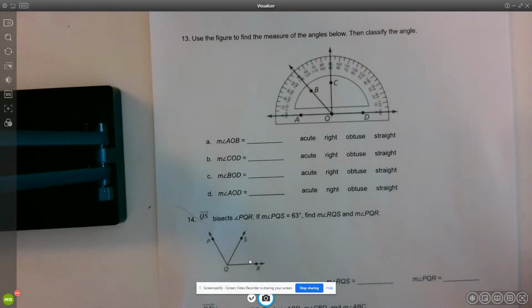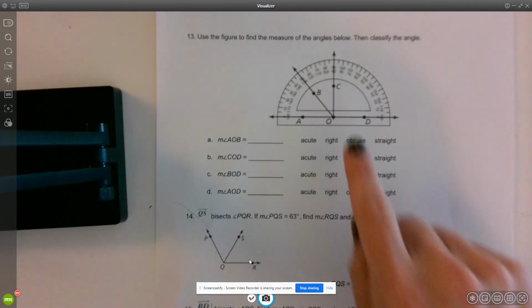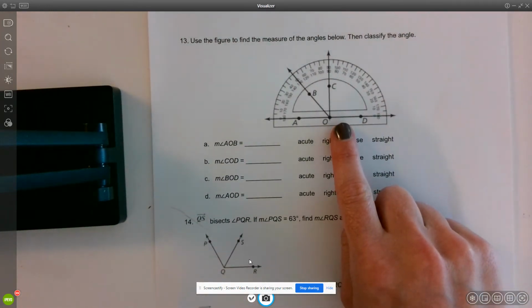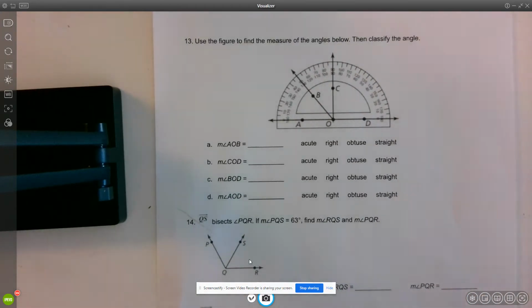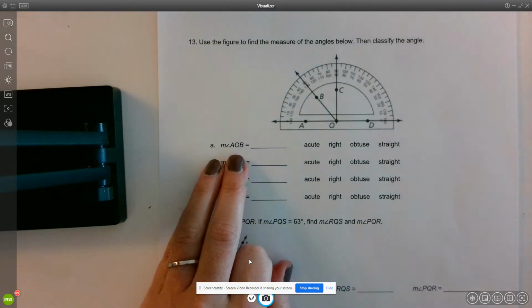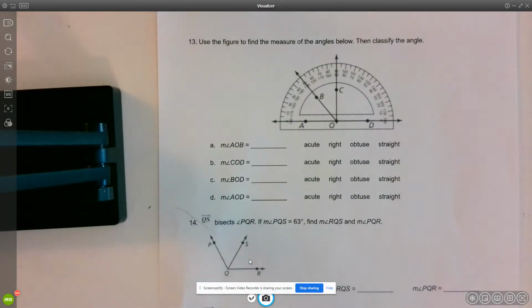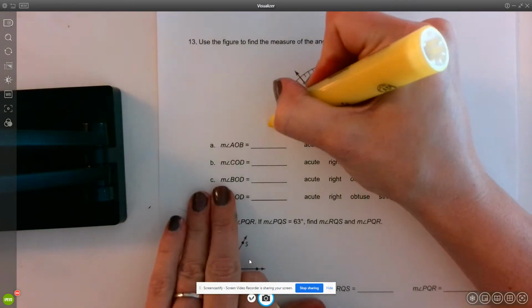This video will cover the last page of the Chapter 1 test review, number 13 through 17. In number 13, we're going to use the figure to find the measure of the angles below, then classify the angle. So first, we need to find the measure of angle AOB. Angle AOB is here.